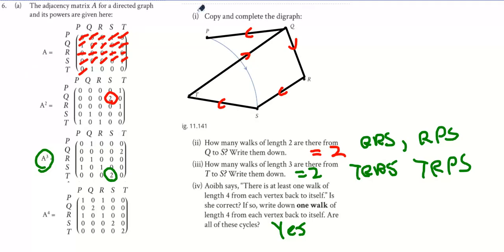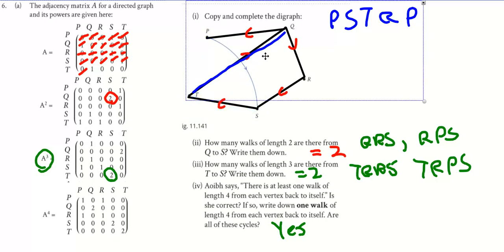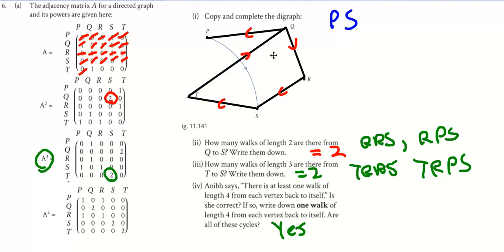Anybody care to write down P back to P? How'd you do that? P back to P. P, S, T, Q, and P. Yeah, I'll take that. Is it a cycle? Yeah. Okay. There we go. What were the last 2 letters again? QP. Okay. I've done P to P.